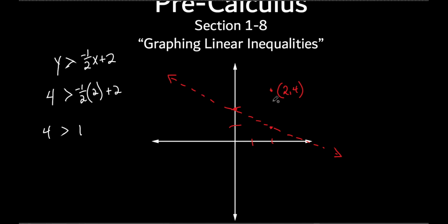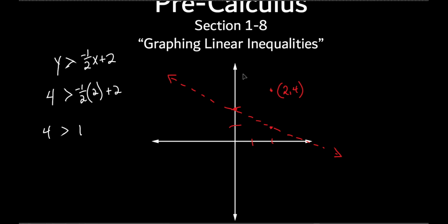It is true. So that means that any point above the dotted line, because 2, 4 is above the dotted line, right? Any point above the dotted line will satisfy this inequality, will make the inequality work. Okay, 4 is greater than 1. It makes it work, doesn't it? The point 2, 4 satisfies that inequality. That's what they say in math all the time, or it just makes it work.